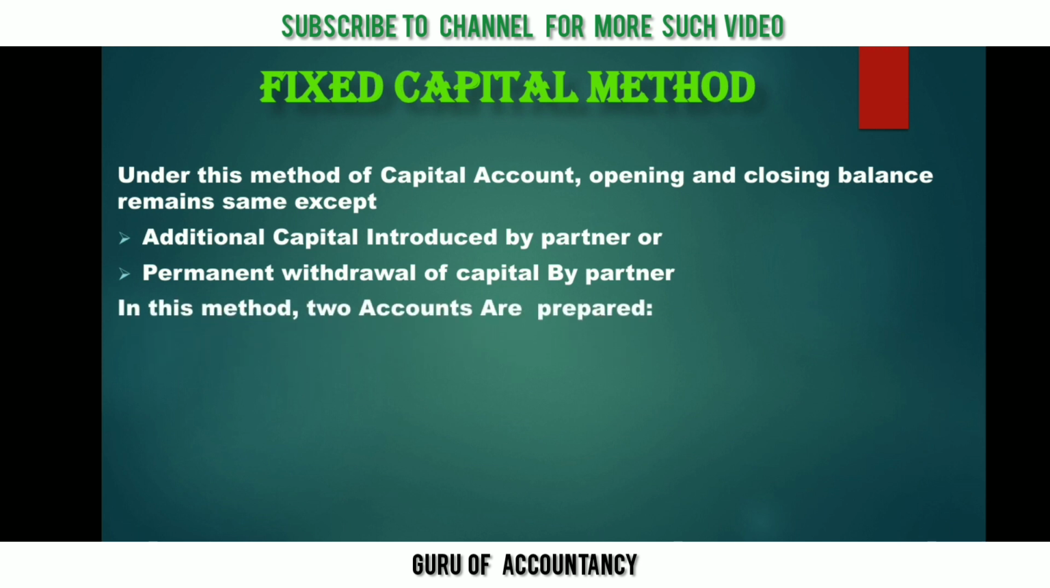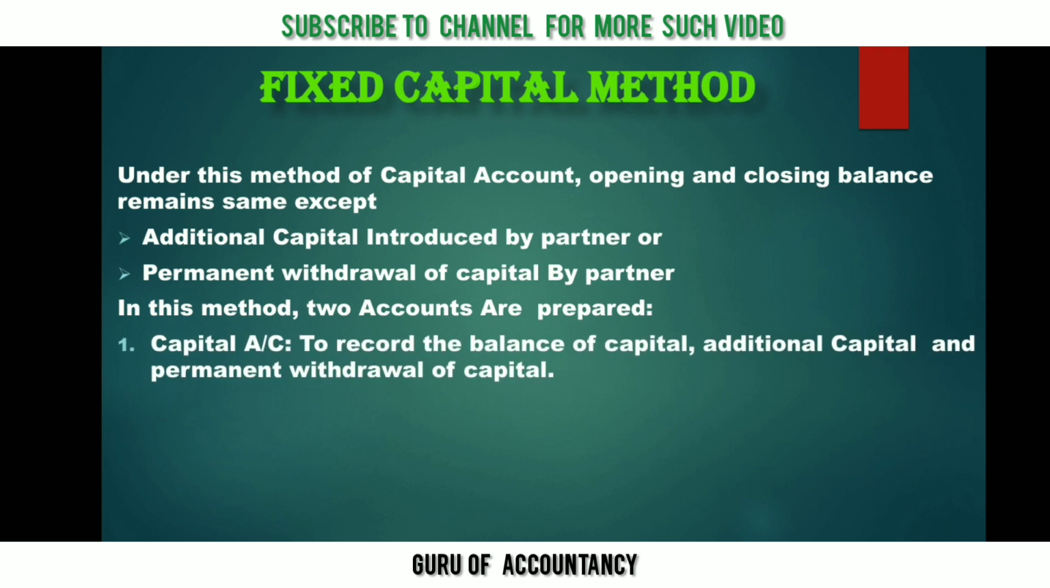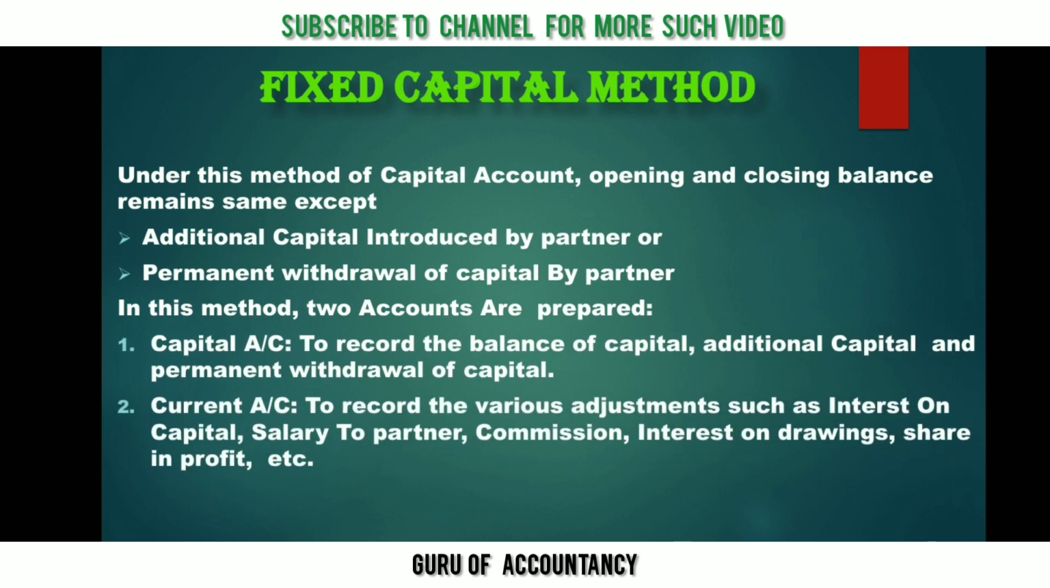In this method, we have to prepare two accounts. One is capital account and second is current account. In capital account, we record the balance of capital as well as additional capital and permanent withdrawal of capital if any. All other transactions are recorded in current account.